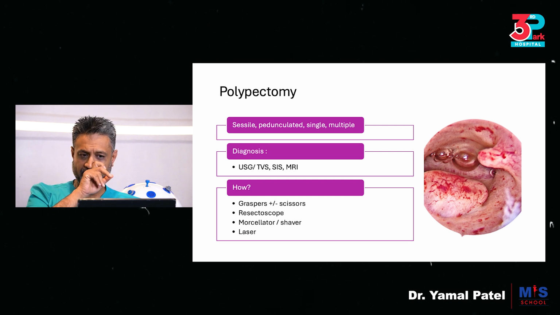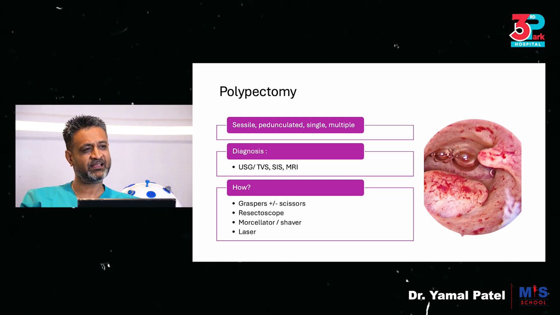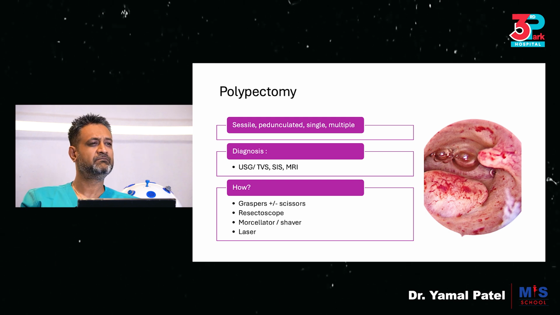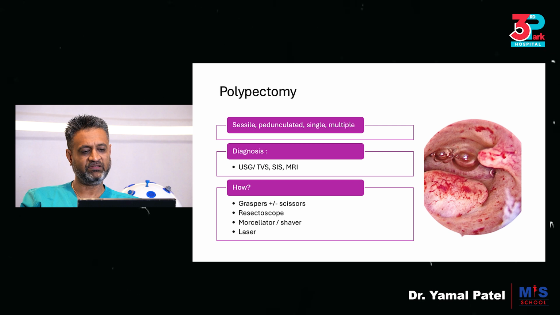How do we remove them? Polyps can be removed using graspers, scissors, a resectoscope, a morcellator or a shaver, and laser has also been used. So the tips.